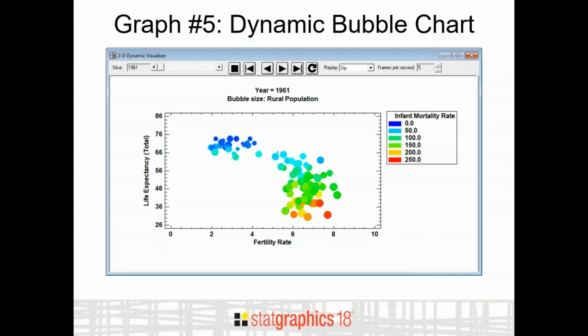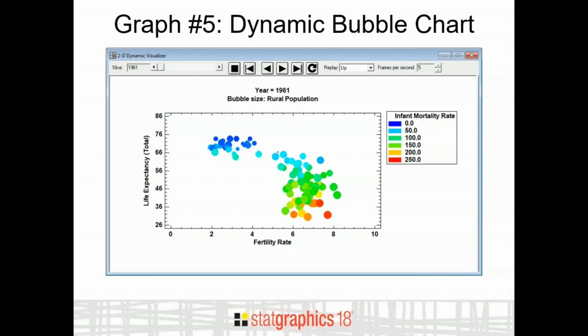The bubbles are plotted at positions such that the position along the y-axis represents average life expectancy in a particular country. The x-axis is fertility rate. That's the average number of children per woman. How many children does an average woman have in a particular country? The color of the bubbles represents the infant mortality rate, blue being low and red being high. The size of the bubble is the percent of the population that live in rural areas.